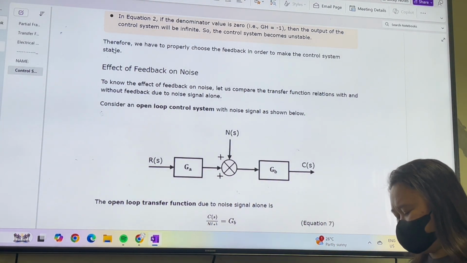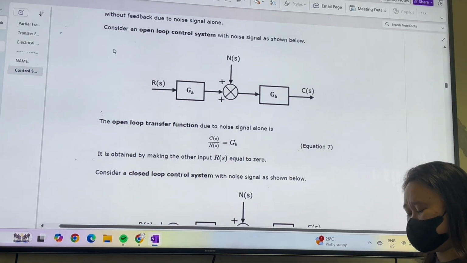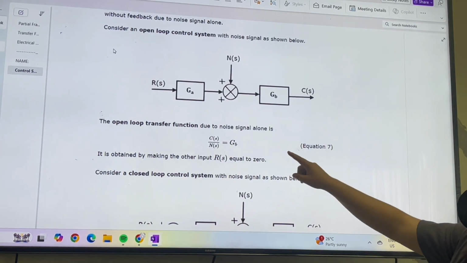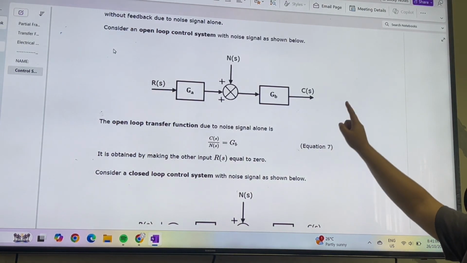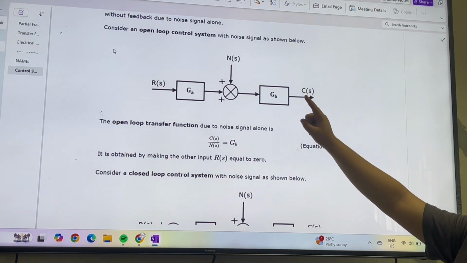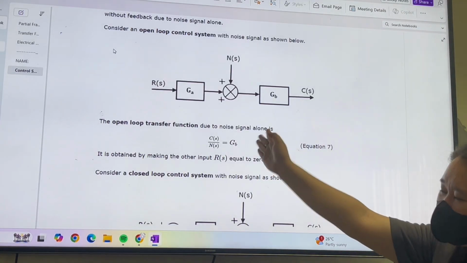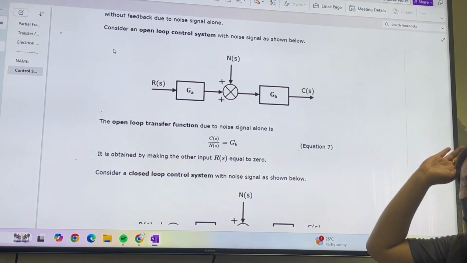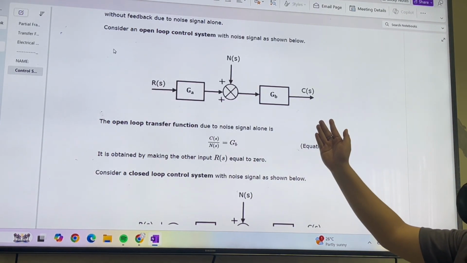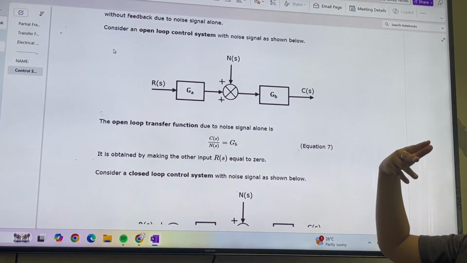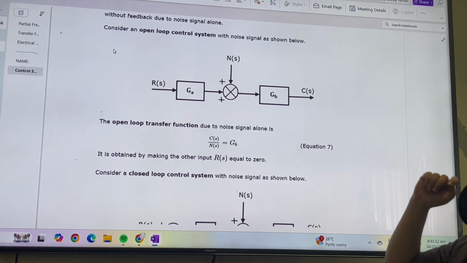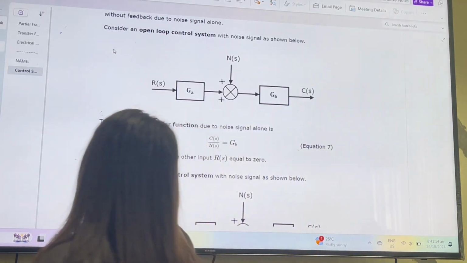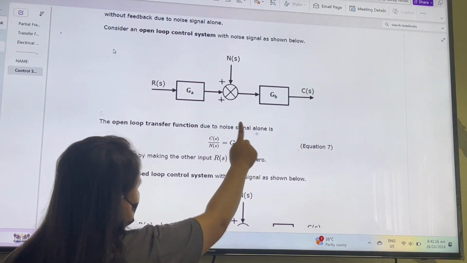So this is an open loop. The open loop transfer function due to noise signal alone is equal to C(S) over N(S). Okay, so just disregard the irrelevant signal. Equate the input to 0. If it is the noise signal alone, yes, due to the noise signal.